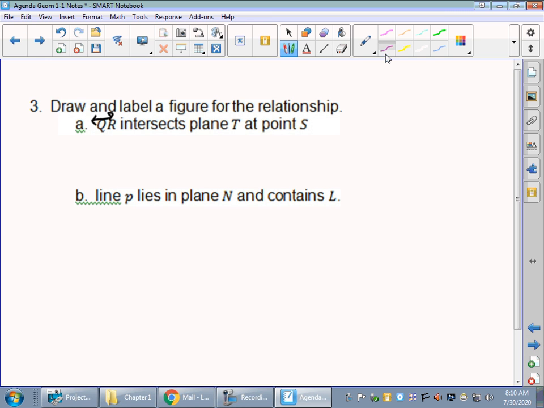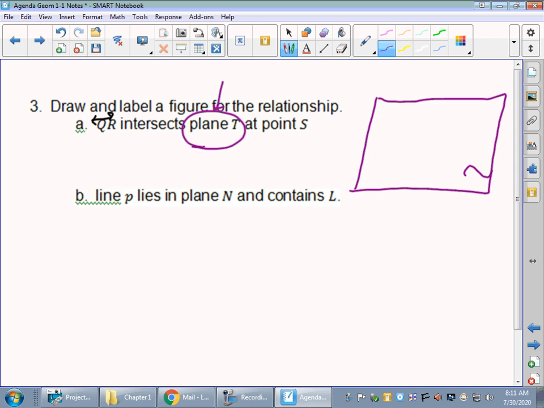The largest figure, think point, line, or plane. Plane is the biggest thing. So let's draw ourselves a plane, and let's call it T. I don't know how your cursive T's are. So if I've got plane T, and it says line QR is going to intersect plane T, that means it's got to cross it or touch it, but it's not going to lie on top of it, right? So that means QR is going to have to go right through plane T.